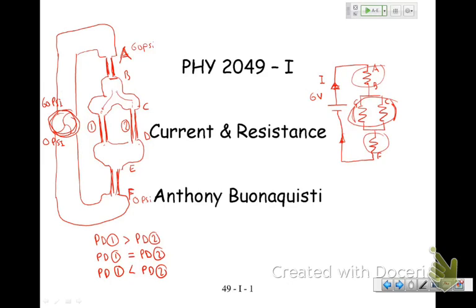Okay. So, in all this stuff, we tend to talk about potential difference, EMF, we often call it that. EMF, potential difference, current and resistance. So that's where we're going to go. There's another term which is resistivity, which we'll get to.